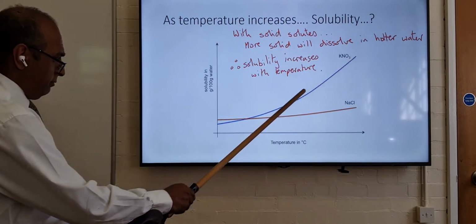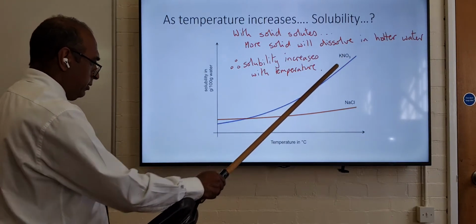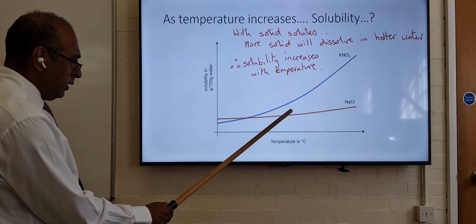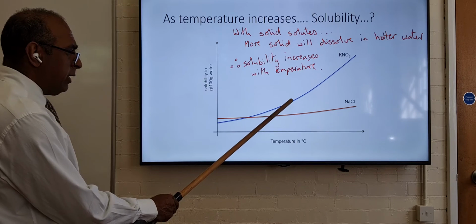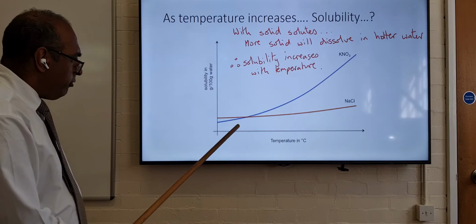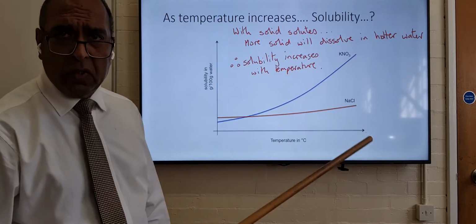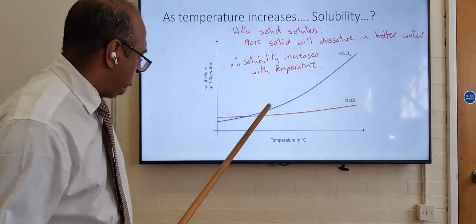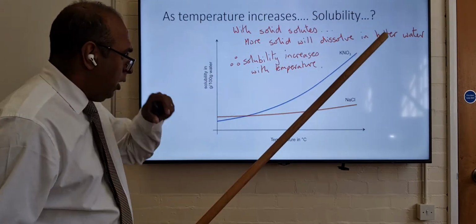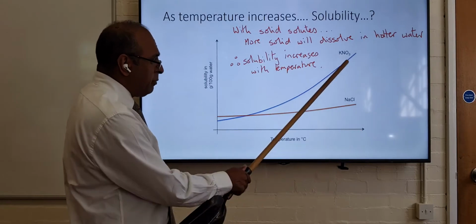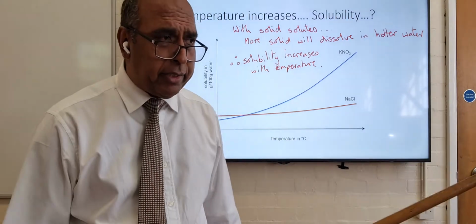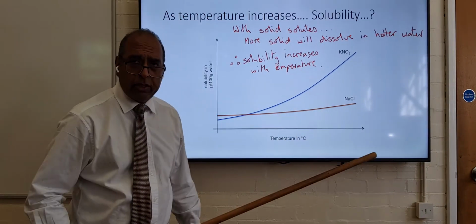This blue curve is potassium nitrate. See, at normal temperature, say room temperature is about here, then more potassium nitrate will dissolve and less sodium chloride will dissolve. At really cold temperatures, say you've got cold water at 2 degrees, then more salt will dissolve and less potassium nitrate will dissolve. At very, very high temperatures, say 90 degrees, a lot more potassium nitrate will dissolve than sodium chloride will dissolve at 90 degrees.